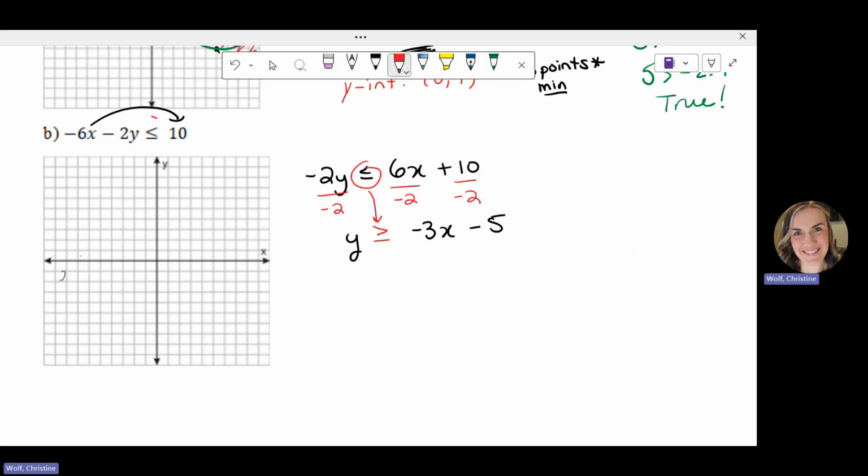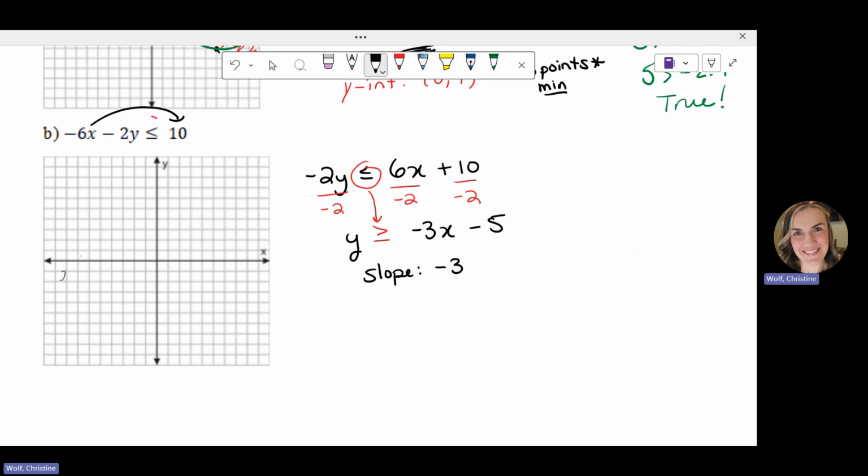Students are working so quickly because they've done so much of this before. This is nothing really new, that sometimes we forget to slow down and flip the symbol. So we have gone from a less than to actually a greater than. Okay, my slope here is negative 3.